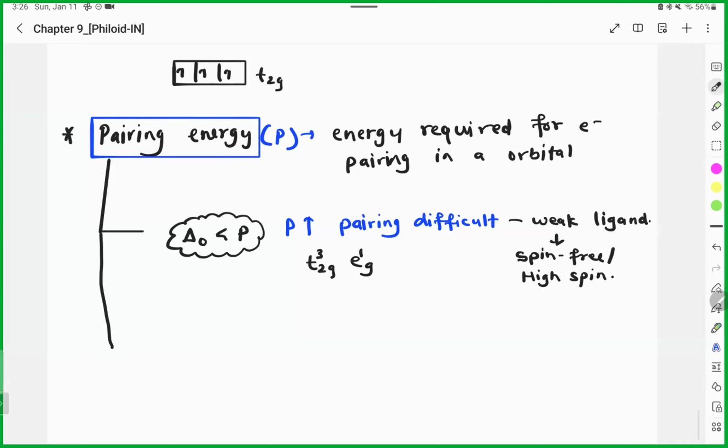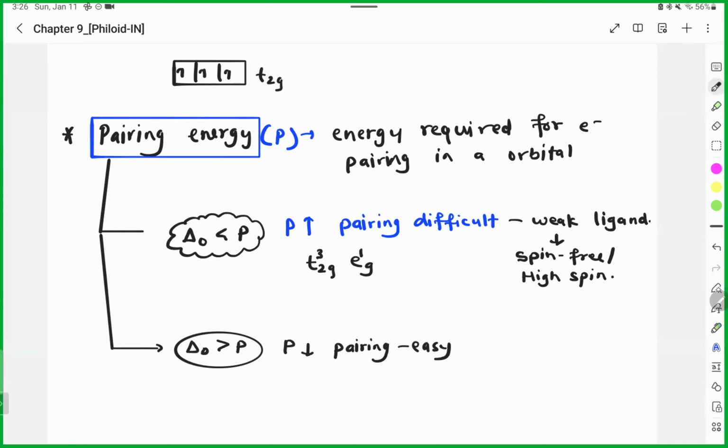Second possibility, if the energy required for pairing is very, very small compared to this energy gap, what will happen? Anvita, if this pairing energy is very less. Yes, so pairing will be easier to do. Pairing easy means low spin. The fourth electron will come to T2g. So here you will have a strong ligand.